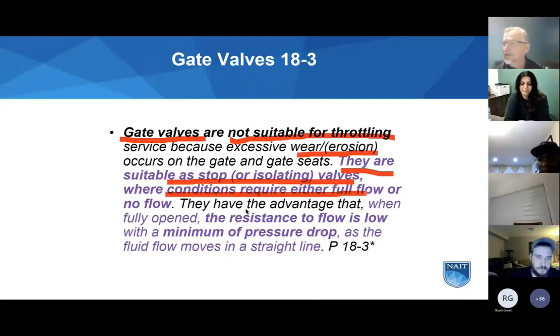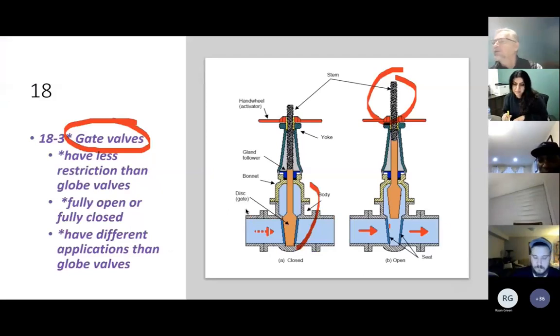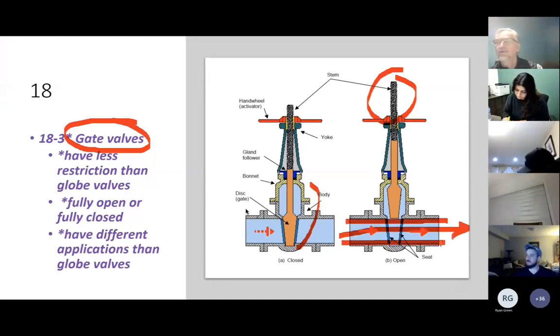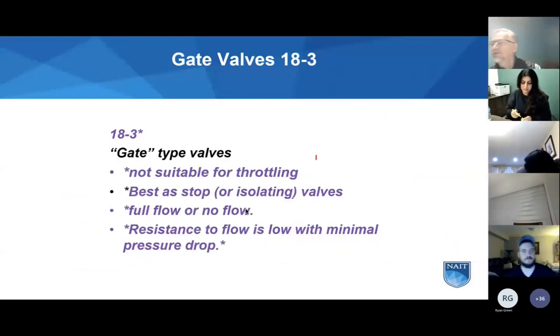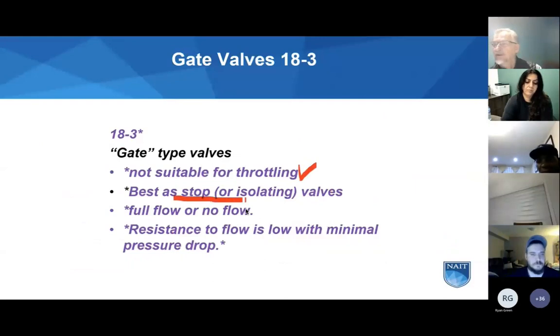Conditions require fully open or fully closed, no flow. When this type of valve is completely open, there's a full pipe. There's nothing in the flow for restriction, so minimal restriction. It has less restriction than a globe valve, is normally fully open or fully closed, and the applications are different than the globe valve. So this here is just a reminder, not suitable for throttling. Best as stop or isolating.